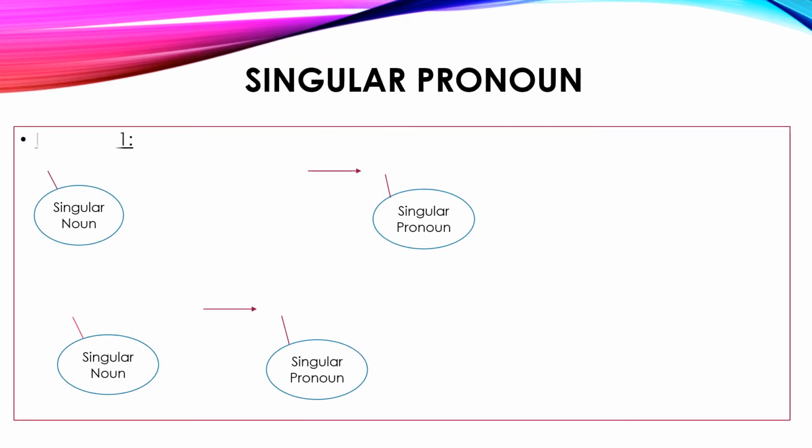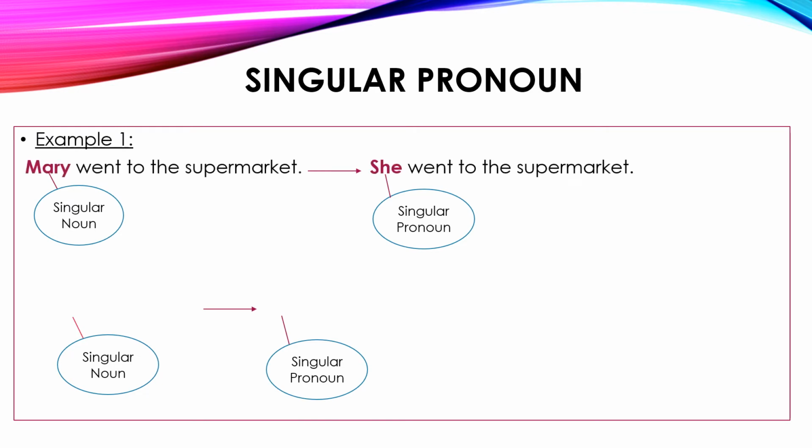Example number 1. Mary went to the supermarket. Mary is a noun that names one person. Mary is a singular noun. Let's continue reading. She went to the supermarket. The pronoun she took the place of the singular noun Mary. The pronoun she is called a singular pronoun. It names only one.